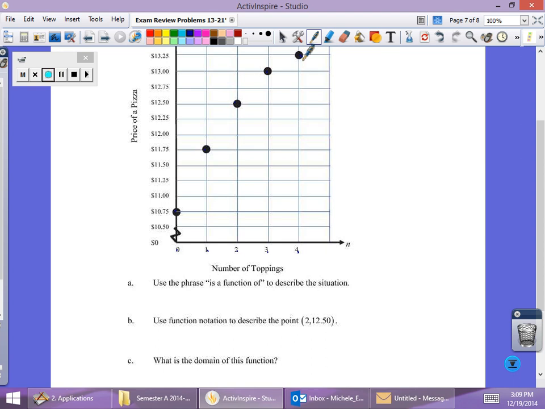I also know that on a graph, what is on the x-axis, or in this case the n-axis, is going to be my independent variable. And what is on the y-axis, or in this case the p-axis, is my dependent variable.